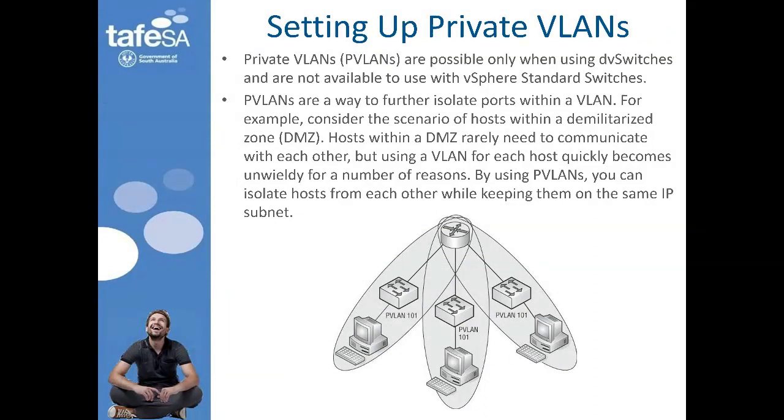Obviously, the router sits in between all the VLANs, where each VLAN is a different segment or different network. The only way this computer can talk to that one is to go through the router and come here. You can't just go directly like we normally do. So private VLANs are possible only when you're using distributed switches and are not available when you're using the standard. PVLANs are a way of further isolating ports within a VLAN.